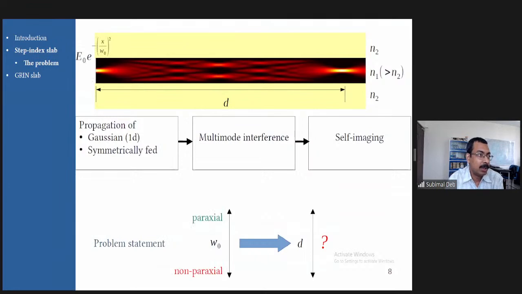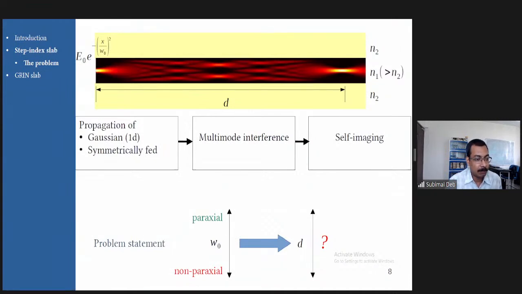And if you recollect how the width of the input is related to the paraxiality of the beam, an increase in the width W0 of the input beam would mean that you have a paraxial input, and a decrease in the width would mean that you have a non-paraxial input. Well, of course, there are certain ranges of W0 that would qualify this beam to be called a paraxial or a non-paraxial beam.